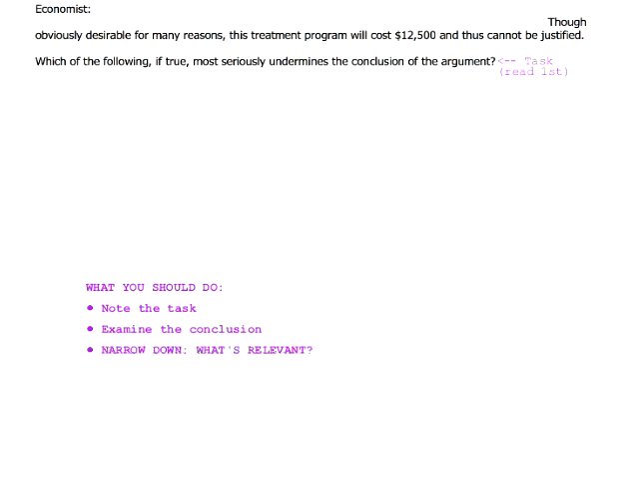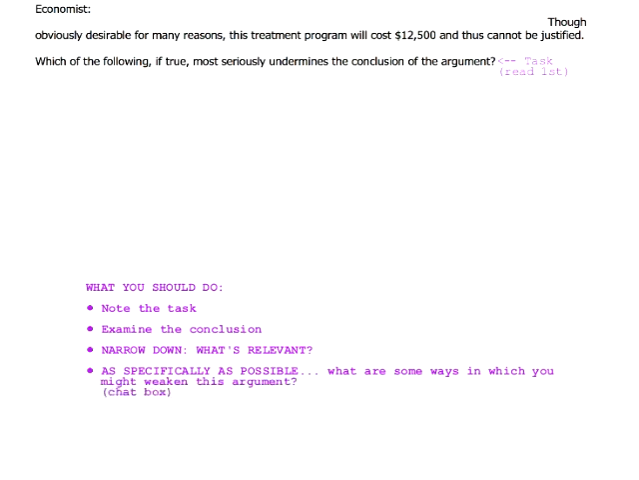And then if you have an idea of that, as specifically as possible, what are some ways in which you might weaken this argument? And then go ahead and put those in the chat box, and see what kind of ideas come out of this. As specifically as possible, what are some ways in which you might weaken this argument? Give you a bit of time to do that.